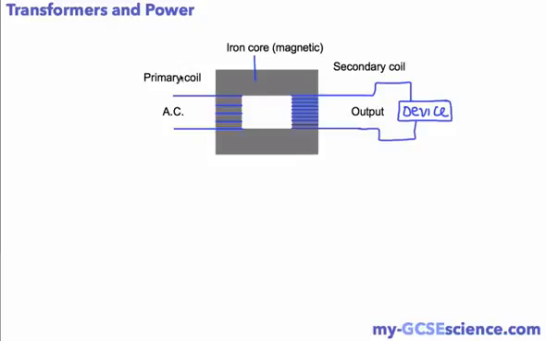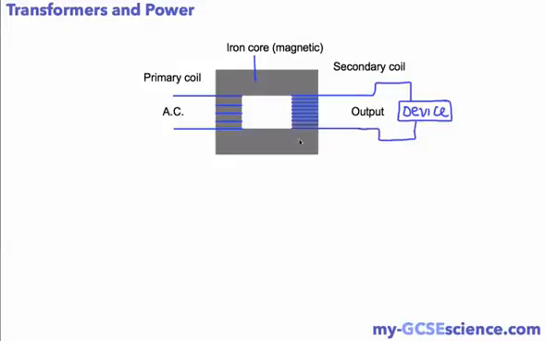We have a primary coil on this side, and the primary coil is connected to our alternating current. On the other side we have our secondary coil, and that is the output, and here we generate a potential difference, so we induce a potential difference on the output side, and if that is connected in a circuit to a device, that can then cause a current to flow.